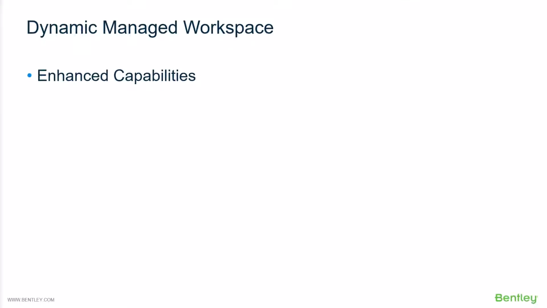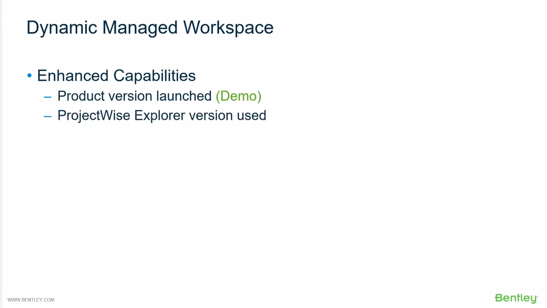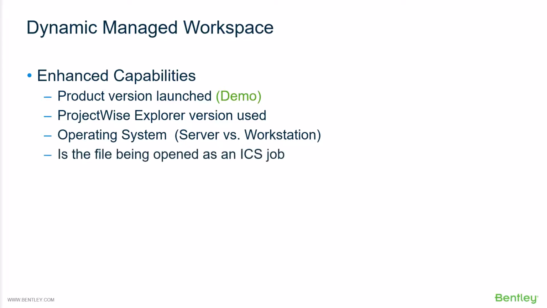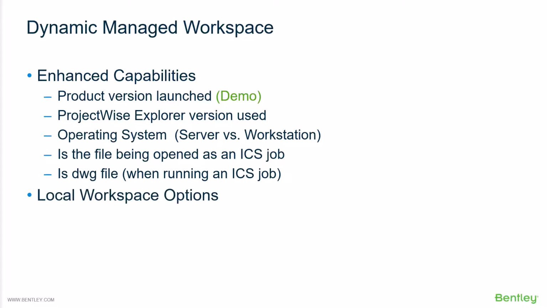Enhanced configuration snippets are also provided. These include the ability to check a number of situations when the file opens, like the version of the product being opened, the version of ProjectWise Explorer, the operating system, for example, is it a server or is it a workstation? You can also check, is this an ICS job? We can also check the file extension to see if it's a DWG file where it is being opened by a server-side process. There are also options to enable a local workspace if they exist.